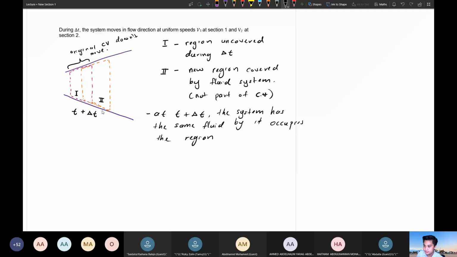So what's the new region? Okay, so this is the new region. Okay, it occupies the control volume. You can see this is control volume minus, can you see? You need to minus 1.